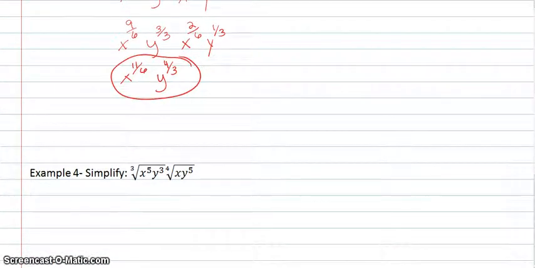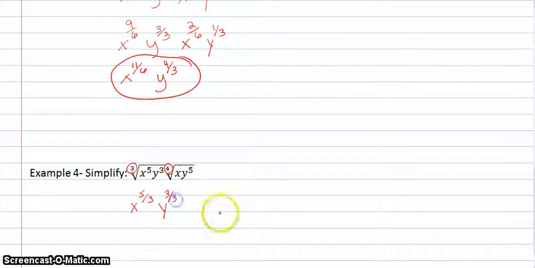Alright, so again, I'm just dividing by whatever the index is. So on the first one, I'll divide each of their exponents by 3. And then on the second one, I'll divide each of the exponents by 4. So I'll have x to the 5/3 power, then y to the 3 over 3, so that'll be like a 1. And then I'll have x to the 1/4 power, and then y to the 5/4 power.